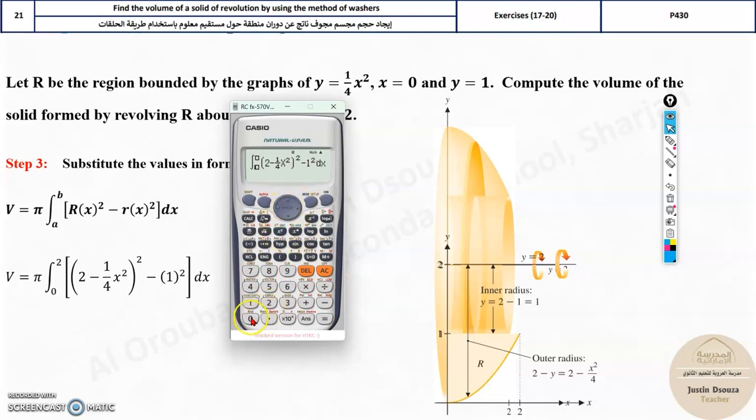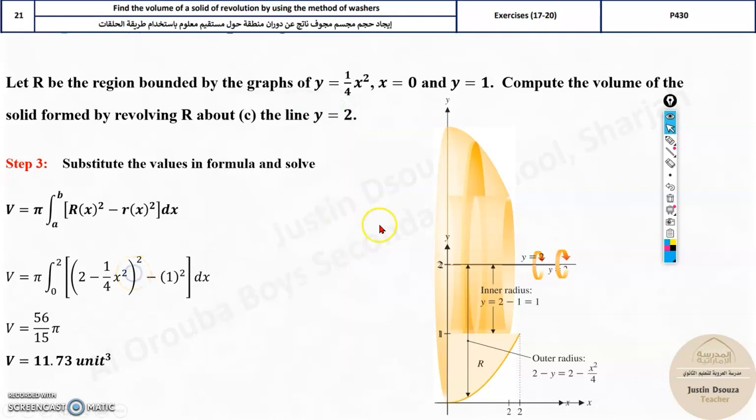That's it. Here it's 0 to 2, and I forgot to write the pi. It's pi. That is equal to 56 by 15, and that's the answer. So that is 11.73. So this is how you solve the washer problem.